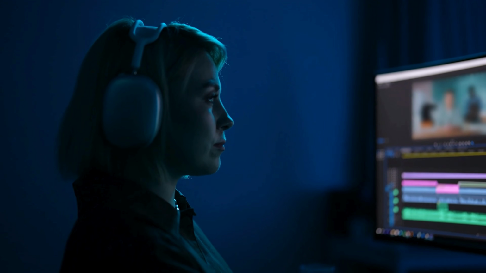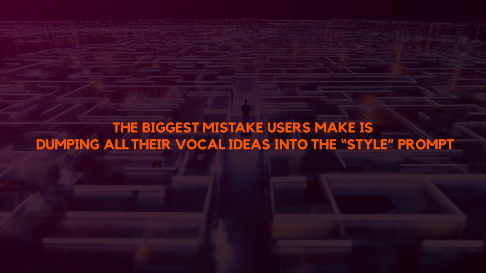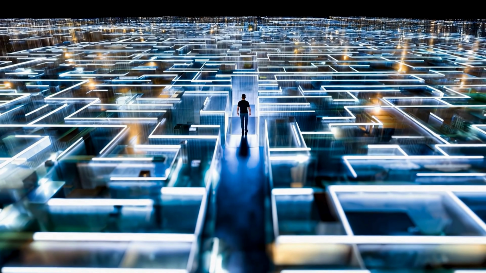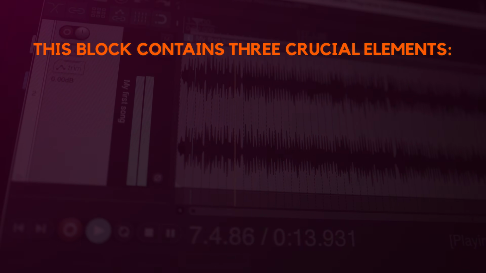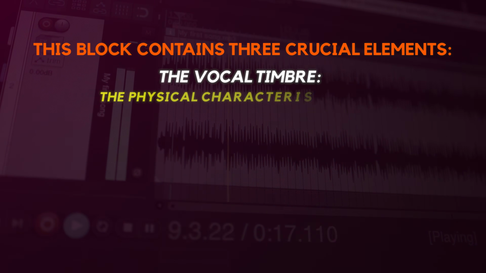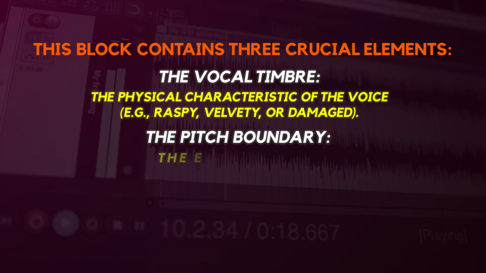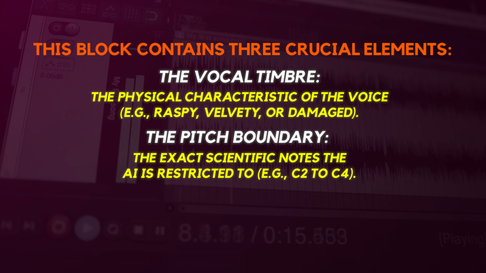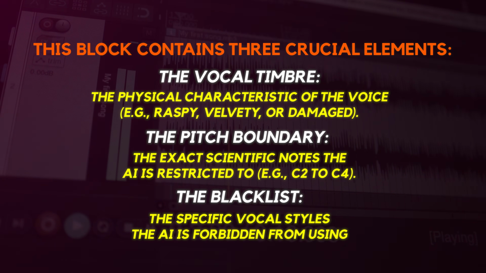Before we get to the audio, you have to understand the layout. The biggest mistake users make is dumping all their vocal ideas into the style prompt. That works for musical genres, but it fails for vocal control. If you want absolute authority over the singer's pitch, you must create a command block. This is a specific set of bracketed instructions that must go at the absolute top of your lyrics section. This block contains three crucial elements: the vocal timbre, the physical characteristic of the voice, for example, raspy, velvety, or damaged; the pitch boundary, the exact scientific notes the AI is restricted to, for example, C2 to C4; and the blacklist, the specific vocal styles the AI is forbidden from using.